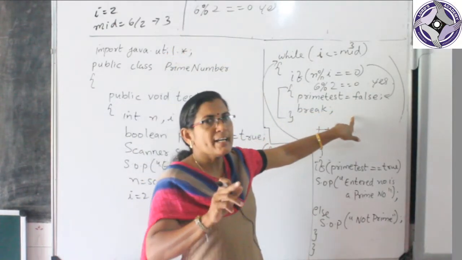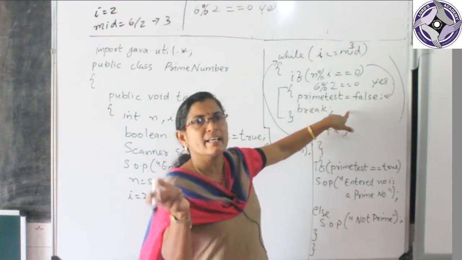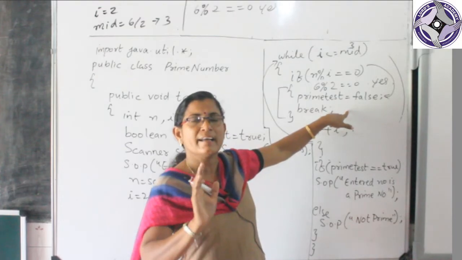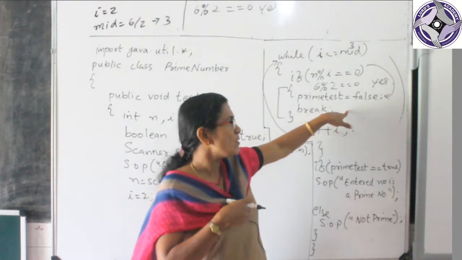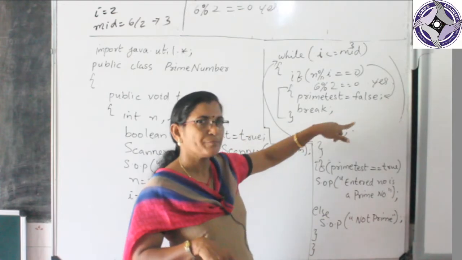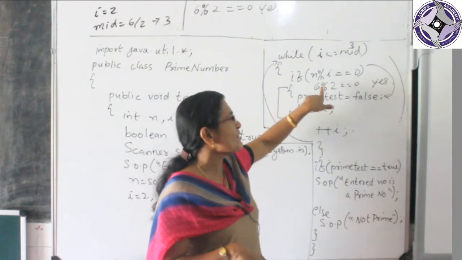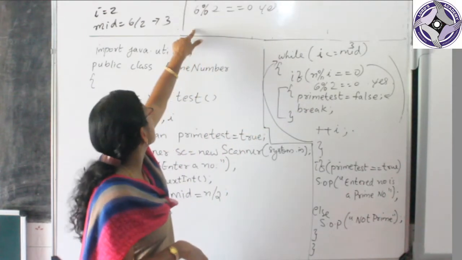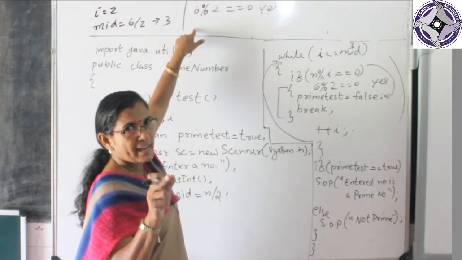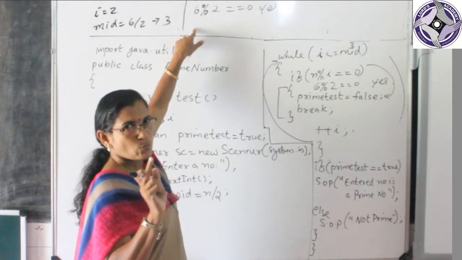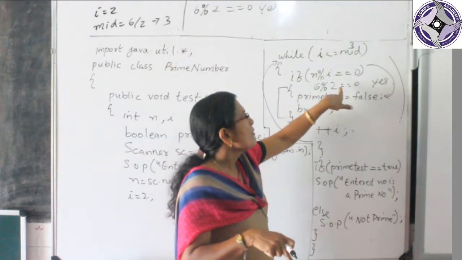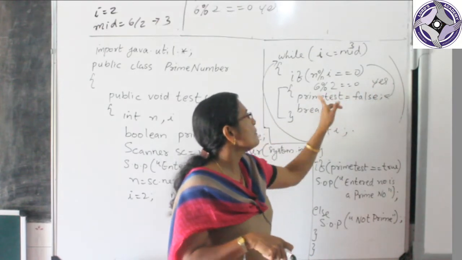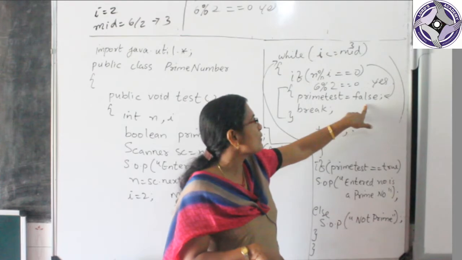So we need not check whether 3 is a factor of 6 or not. Already we found a factor which is other than 1 and the given number. So there itself we can stop, okay. So we found 2 as a factor of 6. So 6 has one more factor other than 1 and 6 which we found, okay. So 6 is divisible by 2, condition satisfies. Prime test will be assigned with the value false.